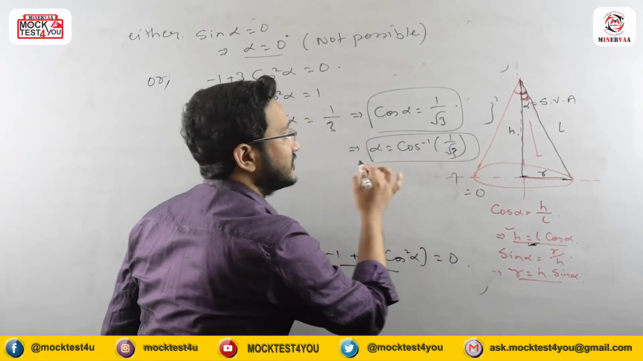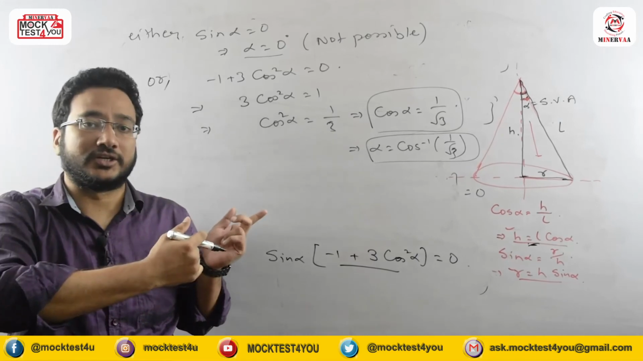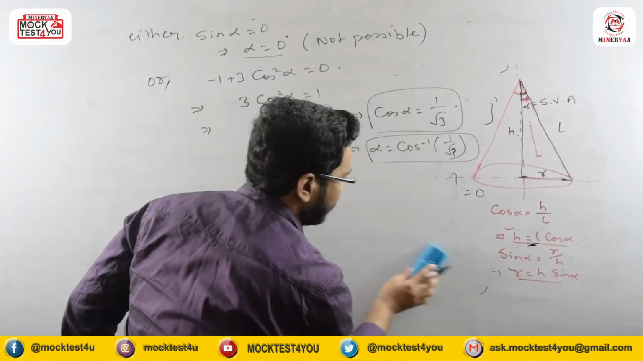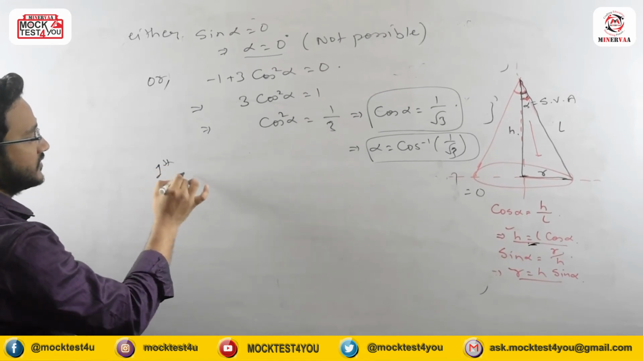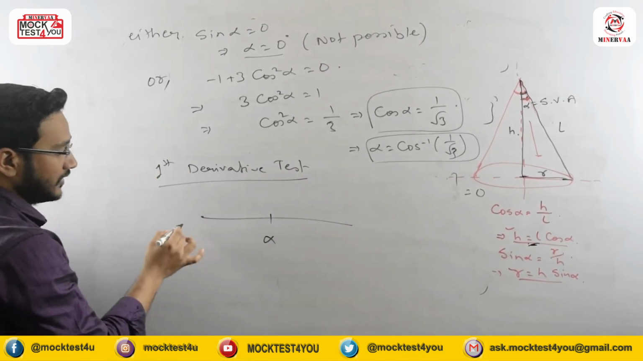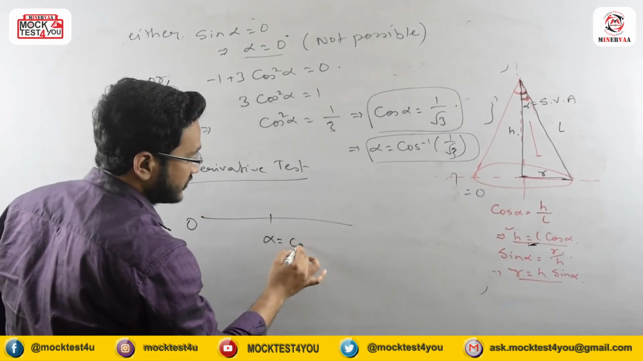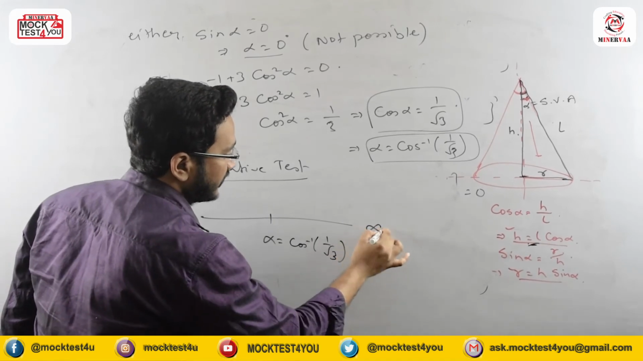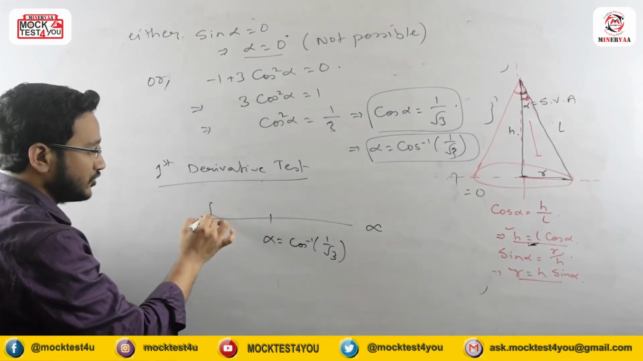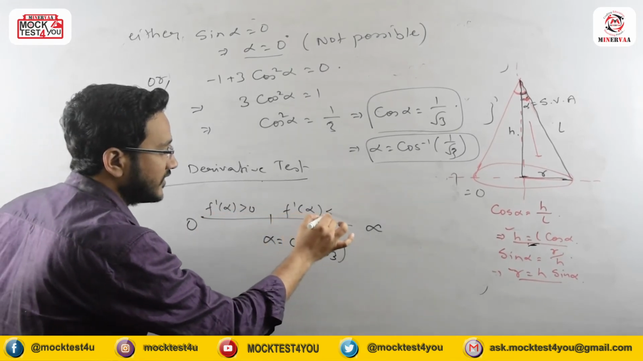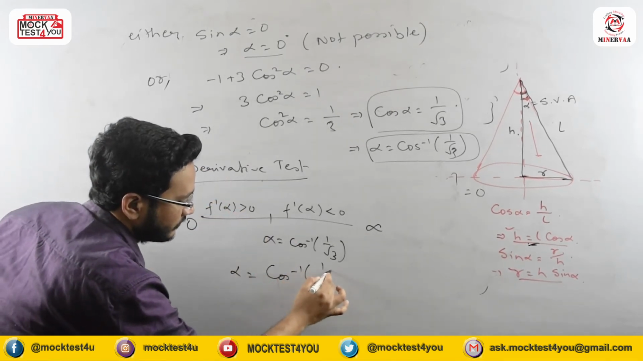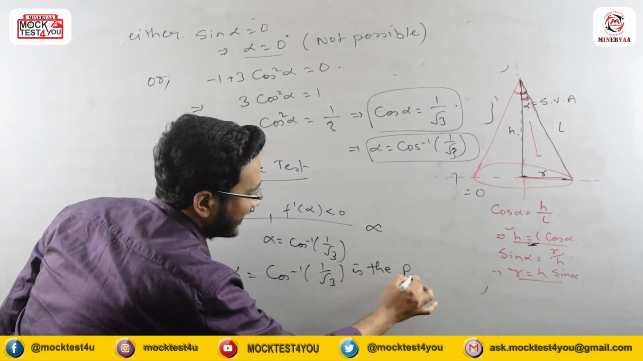So this one has to be the point of maxima according to the question. You have to show that this is the point of maxima first. To show it, what we usually do is write the first derivative test here. Alpha will be from more than 0 up to infinity, with alpha equal to cos inverse of 1 by root 3 in between. Here this one has to be the point of maxima, so what will we write? Alpha greater than 0, less than 0. You can check also. So alpha equal to cos inverse of 1 by root 3 is the point of maxima, we can write.